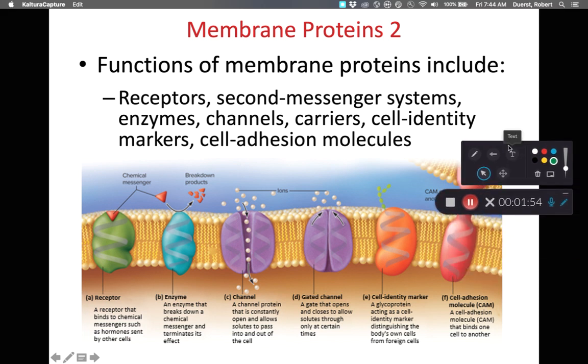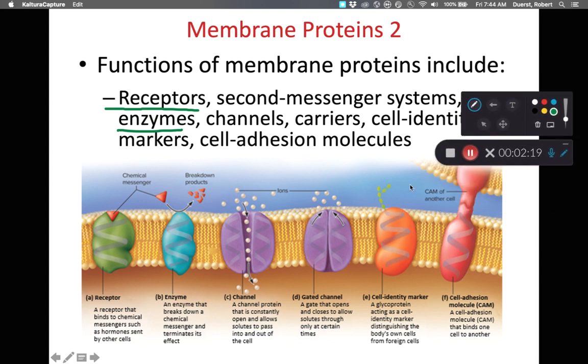As we're looking at membrane proteins, these membrane proteins have a variety of functions. These functions include being a chemical receptor or message receptor. They can act as a secondary messenger system. They can act as a channel that allows chemicals to go in and out. They can act as an enzyme to speed up the rate of chemical reactions. Or they can act as a cell identity marker.